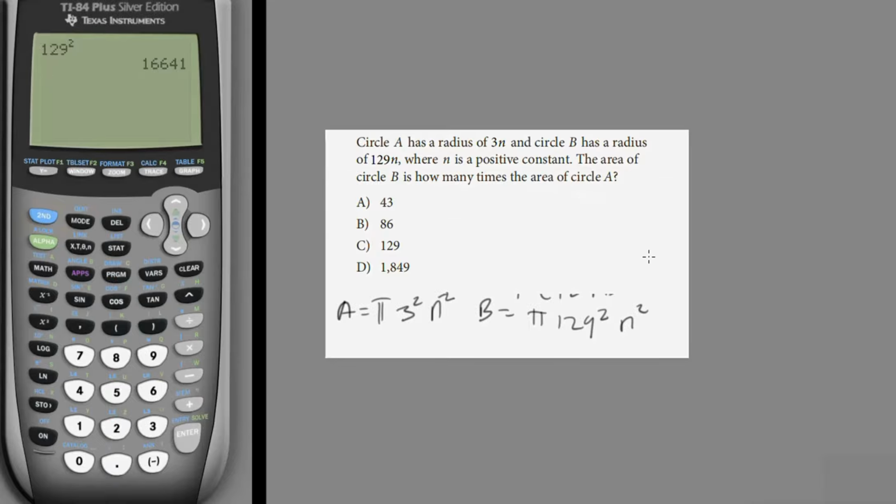So what we are going to do to get the final result would be to divide the area of circle B with the area of circle A. When you divide, you will know how many times the area of circle B will be higher than the area of circle A.